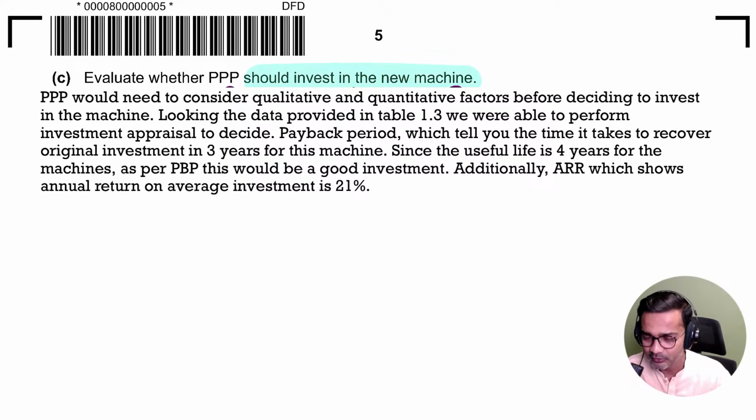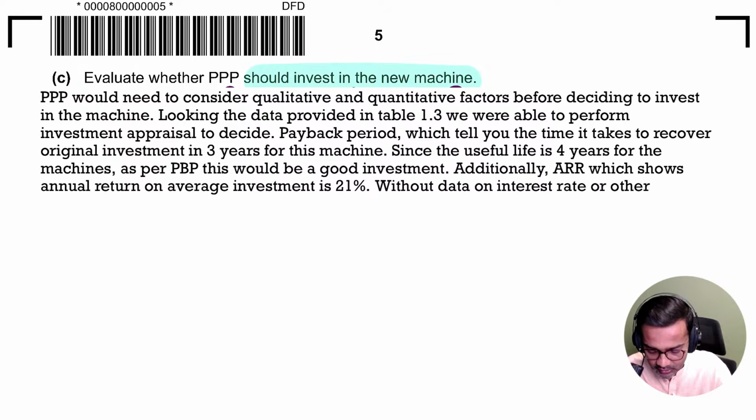Remember, this is where I'm providing an obstacle. Look, I don't have that information, and that is also part evaluation, part analysis. So you're doing all of that in one. Okay, without data on interest rate or other investments, it's hard to decide.